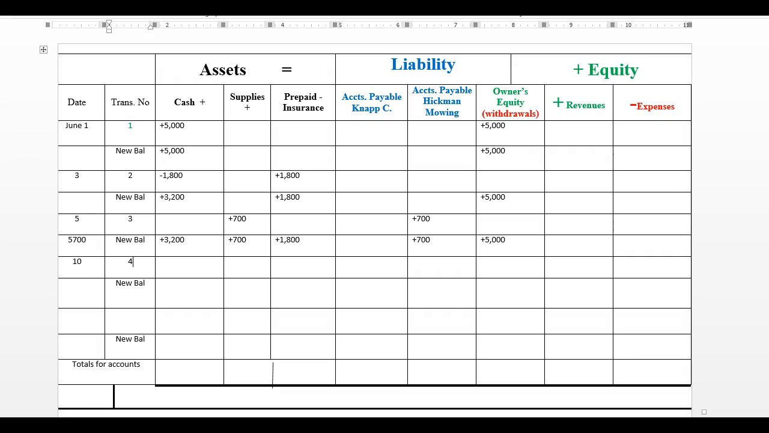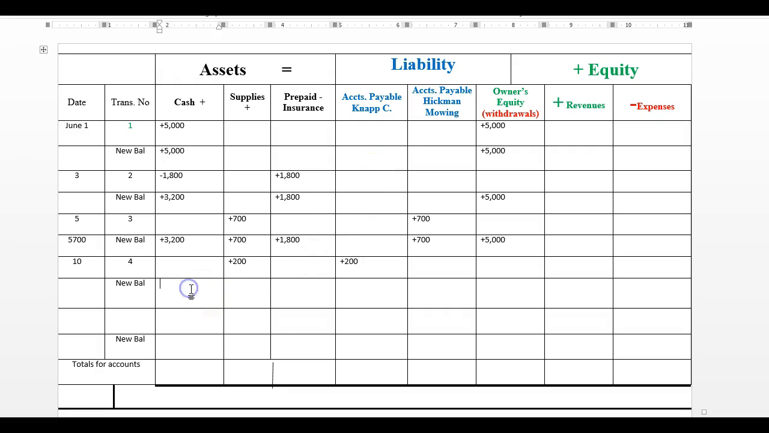Transaction number 4. Why don't you read it to yourself? Perfect. What it says is we bought supplies on account from Knapp Company. So the first thing that happened is we know that we have what account affected. We bought supplies for $200. Supplies are going to increase. Then, again, on account means that we pay later. Accounts payable. Pay the account later. This is Knapp Company, so we're going to increase the liability side of the equation by $200.